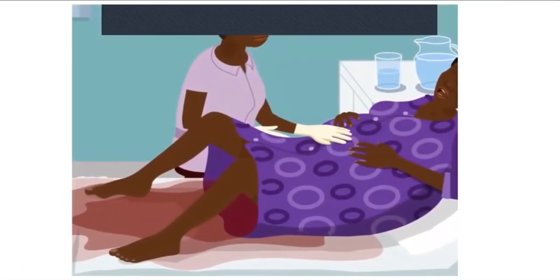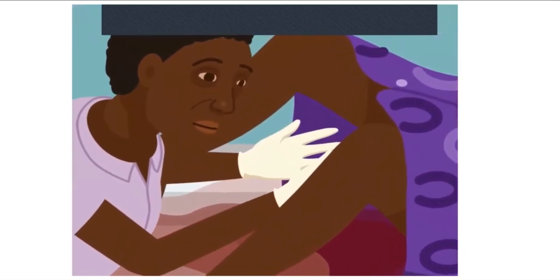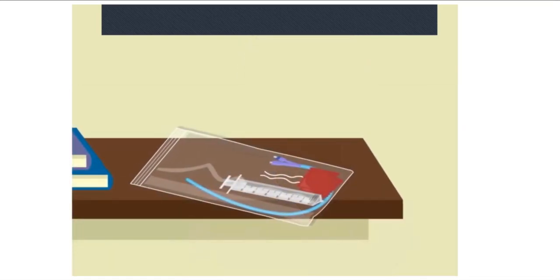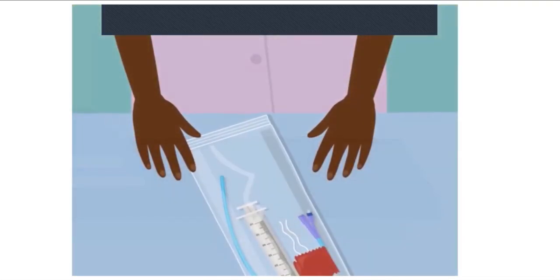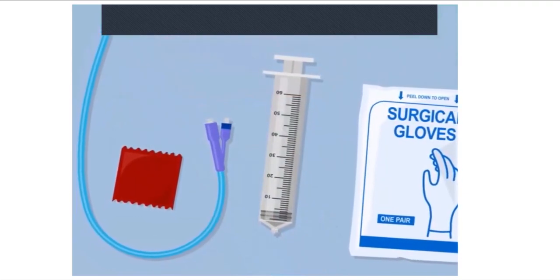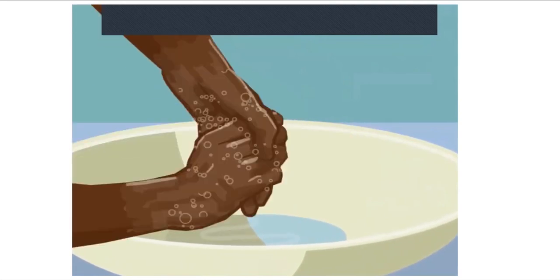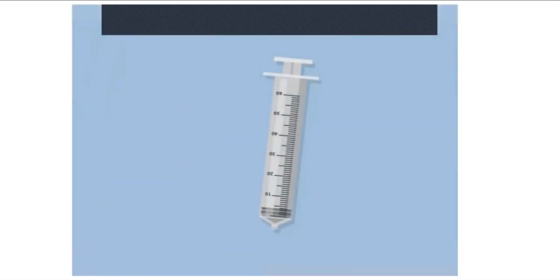Mary continues to bleed heavily. The normal methods to stop the bleeding have failed. Grace knows that Mary is losing too much blood, and this is now an emergency. Grace must act quickly. She uses the UBT kit. Grace makes sure she has enough light so that she can see clearly. She washes her hands with clean running water and soap. Puts on clean gloves and opens and assembles the UBT kit.